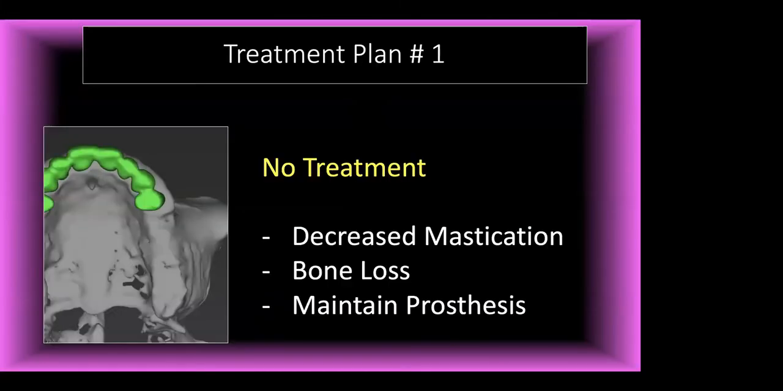But let me just go through some of these very quickly. You always want to tell the patient they don't have to do anything, but what are the consequences? Decreased mastication, bone loss, maintain prosthesis. Why do we want to tell the patient they don't have to have anything done? Because if they don't have it done, we don't want them coming back years later with significant bone loss, and then they ask you why you never told them about this. So you can use this as an informational avenue to explain what the consequences are if they don't have treatment.